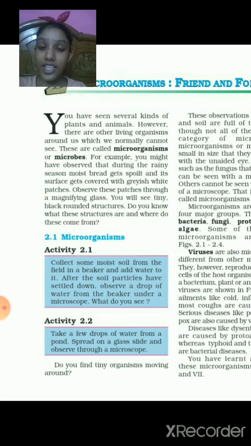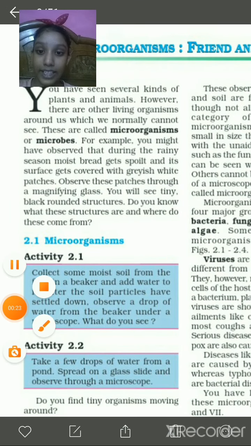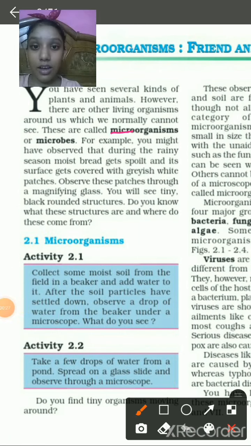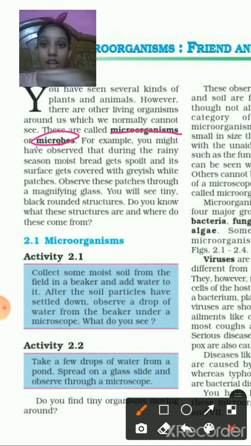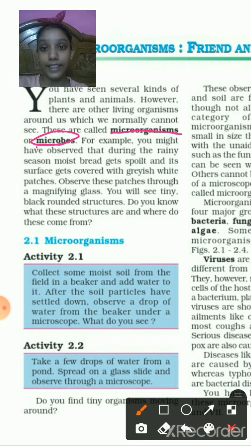You have seen several kinds of plants and animals. However, there are other living organisms around us which we normally cannot see. These are called the microorganisms or microbes. सो हमारे सराउंडिंग्स में बहुत सारे छोटे छोटे टाइनी टाइनी माइक्रो ऑर्गेनिजम्स होते हैं जिन्हें हम अपनी नेकेड आई से नहीं देख सकते. सो इसीलिए हम इन्हें कहते हैं माइक्रो ऑर्गेनिजम्स और यू कैन से दैट वी कॉल देम माइक्रोब्स.